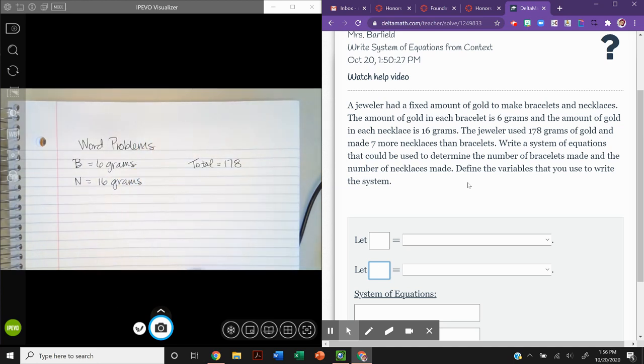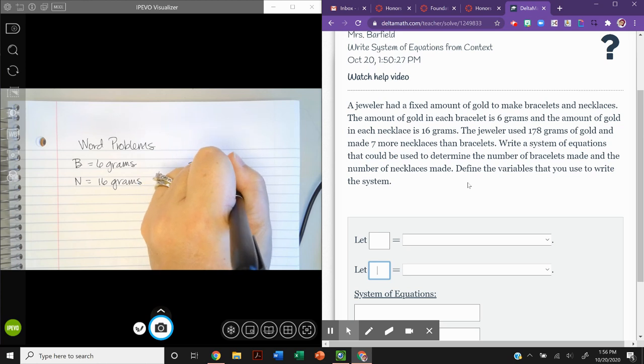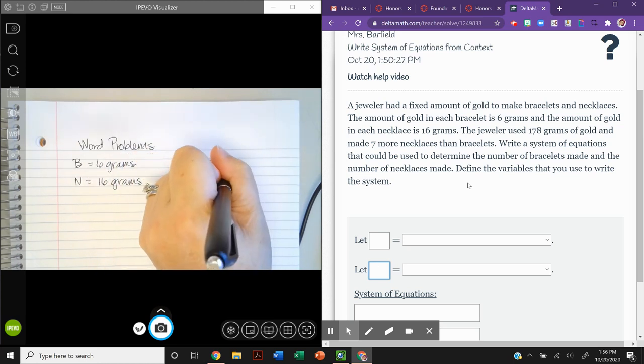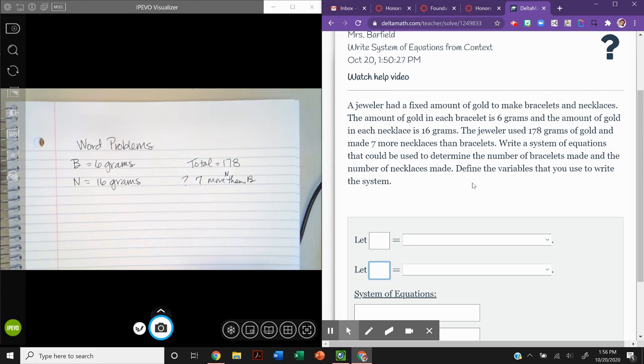and 7 more necklaces than bracelets. Okay. Now, if you're not really sure how to write that one down, 7 more necklaces than bracelets, I just made myself a little note. Write a system of equations that could be used to determine the number of bracelets made and the number of necklaces made. Define the variables that you use to write the system.